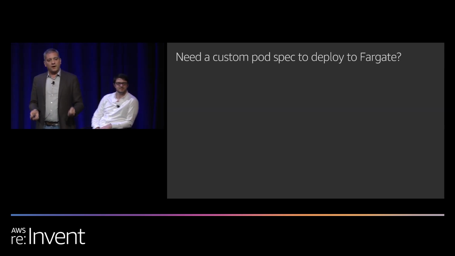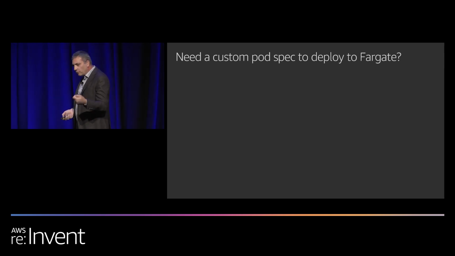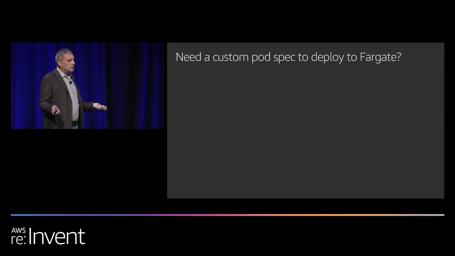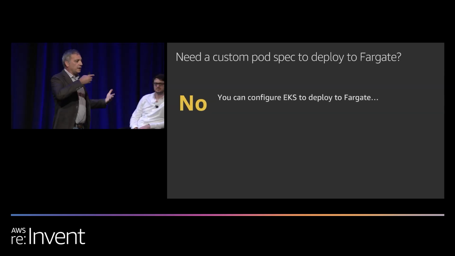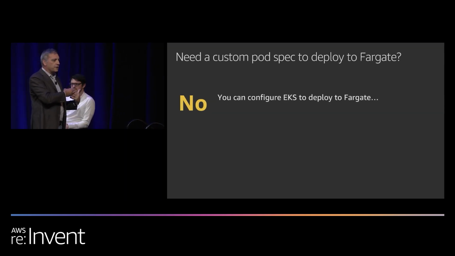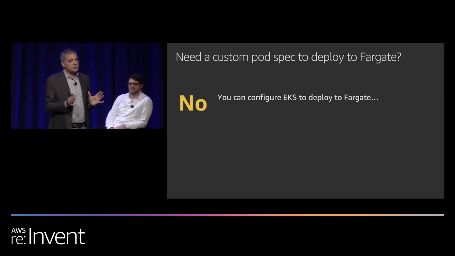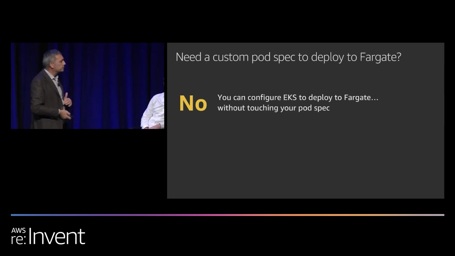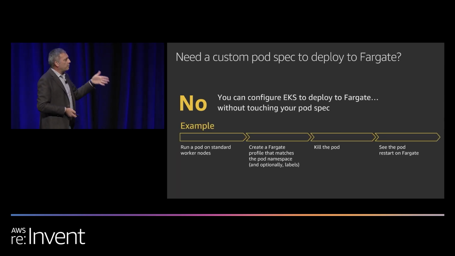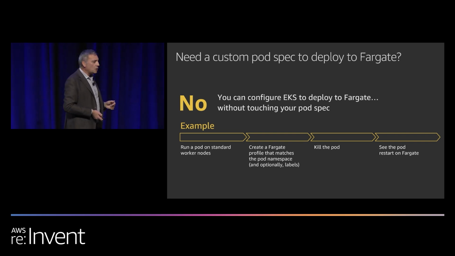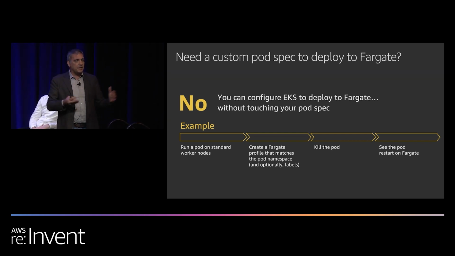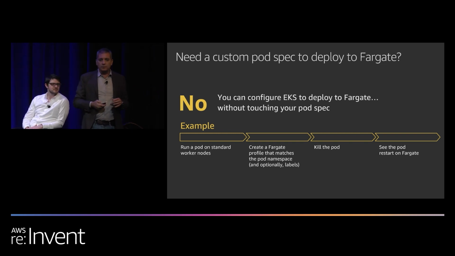So do you need to modify the spec of your pod that you're actually using in production to deploy to Fargate? And the answer is no, you don't have to do that. You can create this matching on the Fargate profile side of things so that you can determine, without changing that pod spec, whether that pod needs to go one way or the other, right? So the process here is you can run a pod on standard worker nodes. You can create a Fargate profile that happens to match the selector of that pod in namespace and labels. You can kill that pod, and that pod will start on Fargate without you having to do anything.